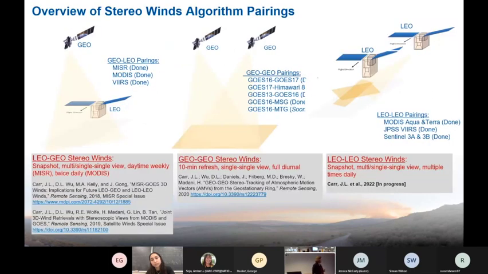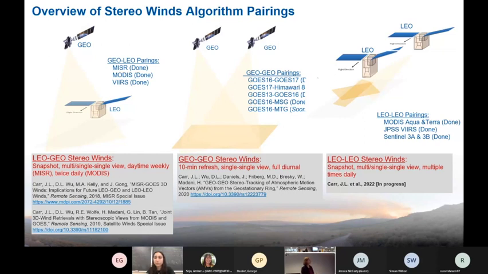So just a quick recap of the stereo winds algorithm pairings. We're able to pair Geo with Leo, and here we have the different pairings. For example, GOES 16 and 17 from NOAA with MISR, MODIS, or VIIRS. And that's both Aqua and Terra MODIS and JPSS VIIRS, as well as the Geo satellites. Oh, got a little bit cut off here, but we can pair the GOES with each other, with Himawari, Meteosat second generation, and soon third generation as soon as it goes up. So we'll have an image later on where you can see how we're able to expand the coverage globally.